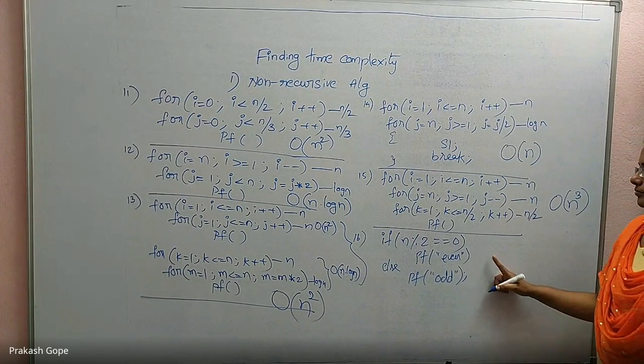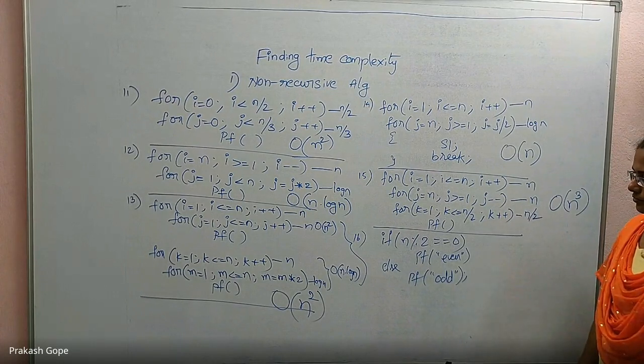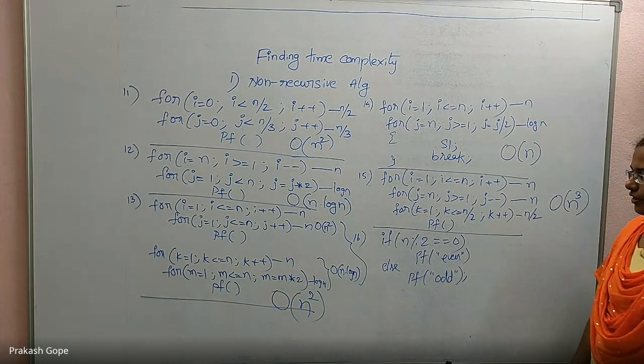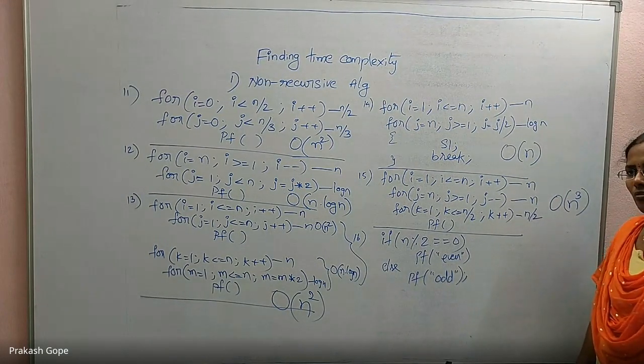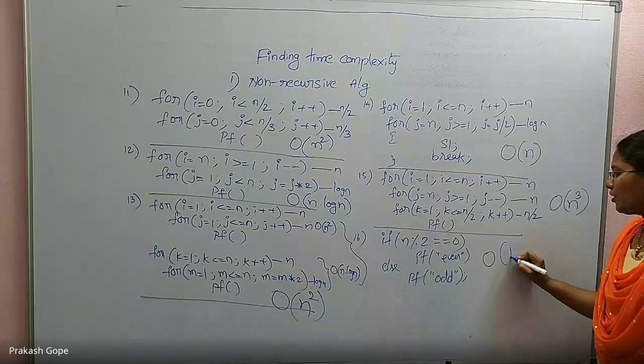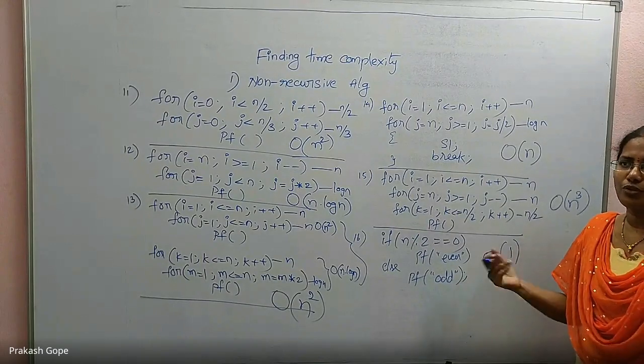Next one. n percentage 2 equal to 0, then printf even, else printf odd. What is the time complexity of this one? Big O of 1. Because it is a fixed number of instructions, there is no for loop at all.